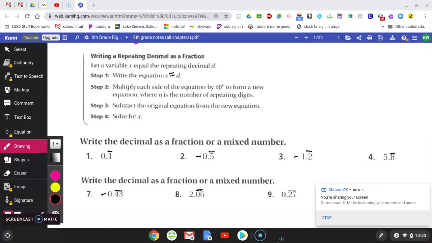So we are finishing up our notes from 7.4. In the first day's video, we were approximating our square roots, and now we're learning how to write a repeating decimal as a fraction. Step one says to write the equation x equals whatever your repeating decimal is. So we're going to do number one.